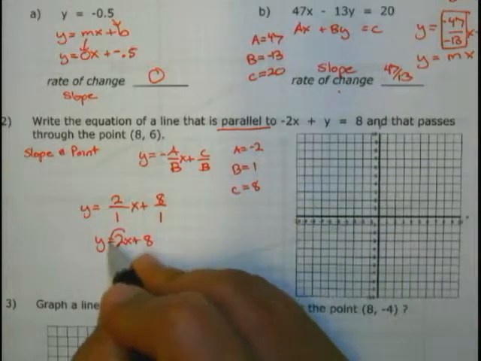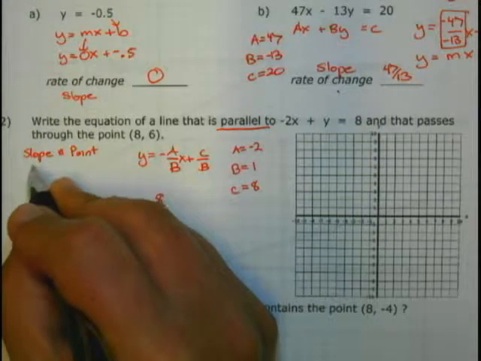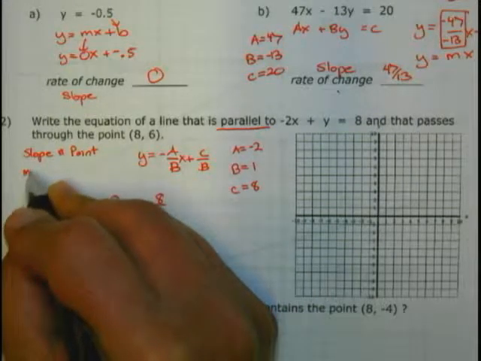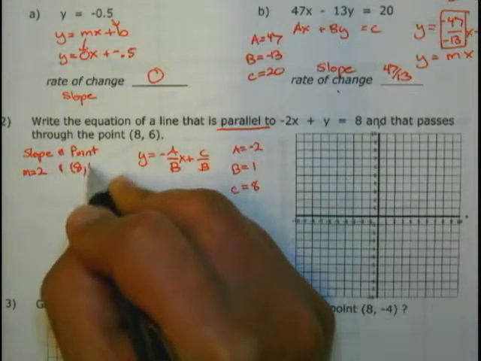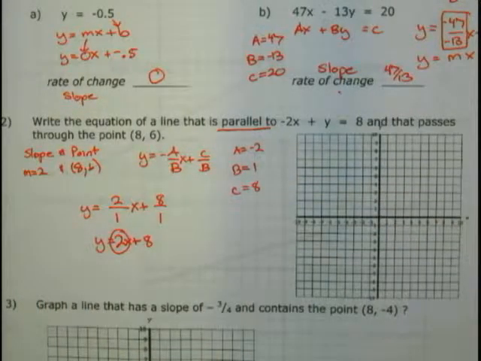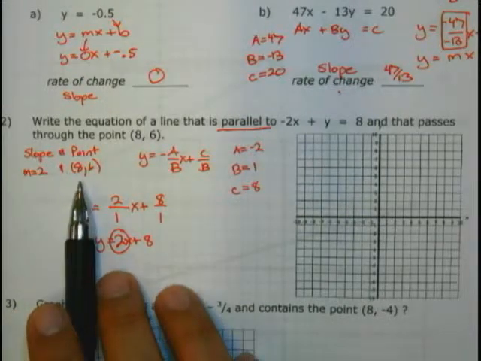Now, the important part that I keep in mind is that I'm given the slope of 2. So I'm going to go ahead and refer back to this, that really my m is 2, and my point that I've been given is (8, 6). So now that I got that figured out, I have to figure out what equation will have a slope of 2 and pass through the point (8, 6).